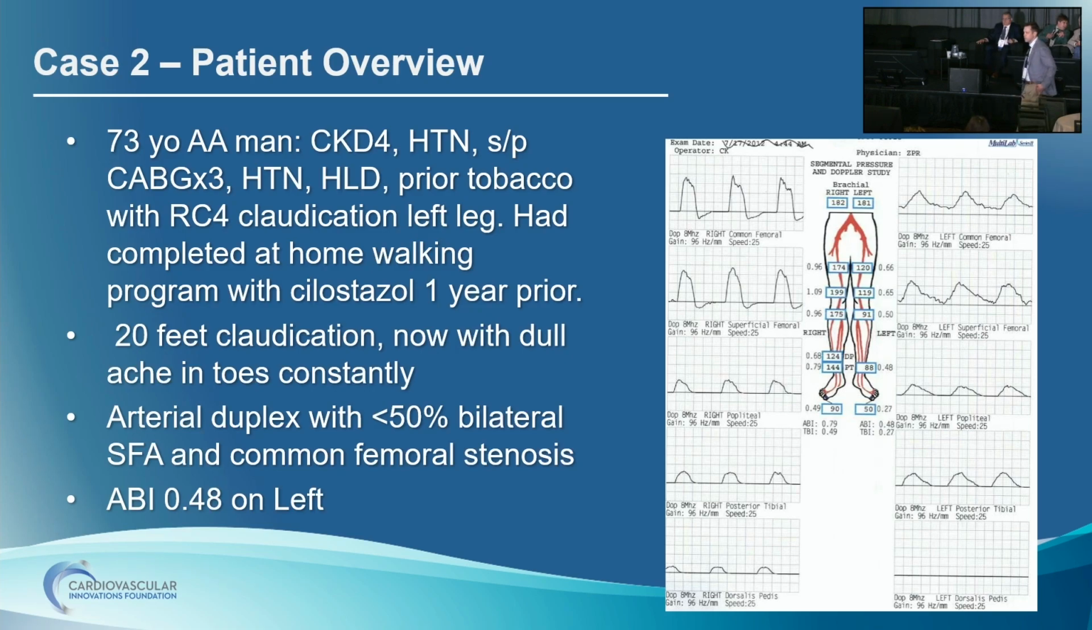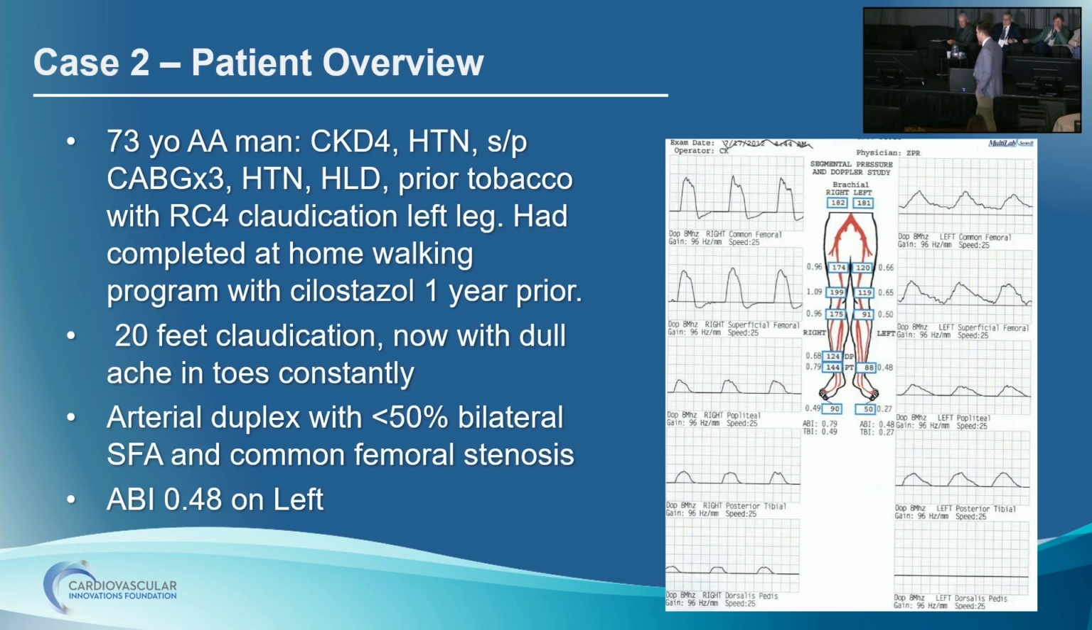Case number 2 here, this is another polyvascular disease patient with CKD4. His baseline creatinine's around 3. He's had prior CABG. He now has Rutherford class 4 claudication. He's been doing at-home walking therapy with cilostazol in the past and is now failing all of that.